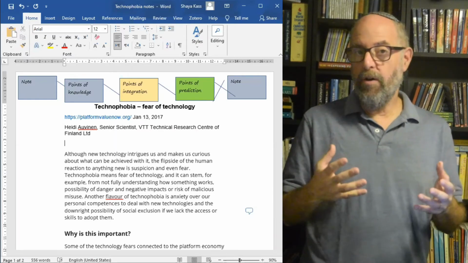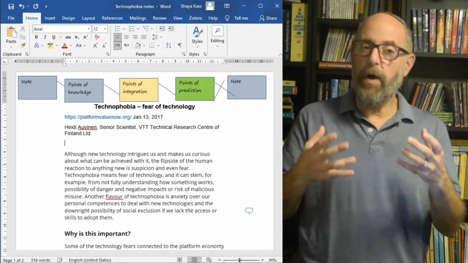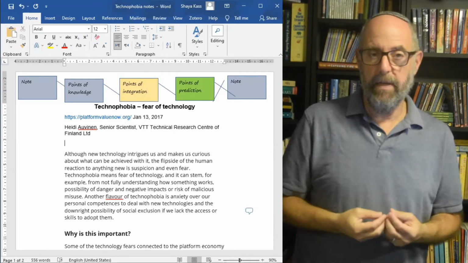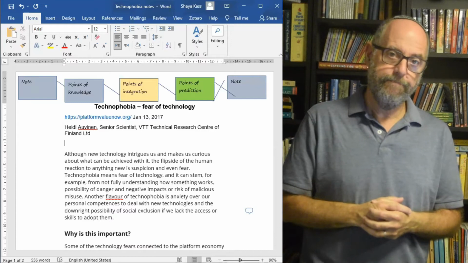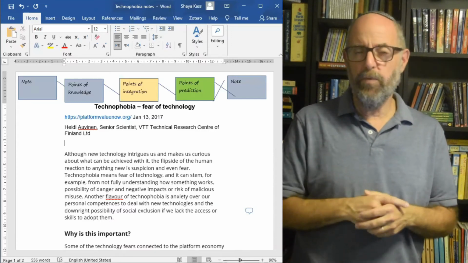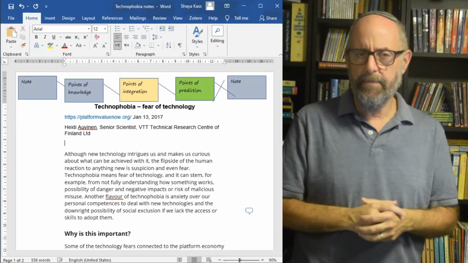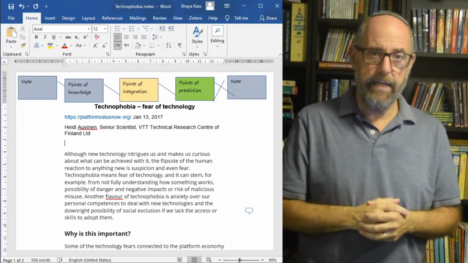I'm going to be taking certain notes that are just simply points of knowledge. Oh, I learned something here. It's a new piece of knowledge for me, piece of information. Then we have points of integration, where I put 2 pieces of information together. This is kind of the bigger picture of what I'm reading.